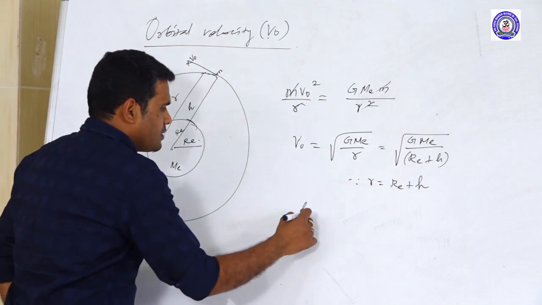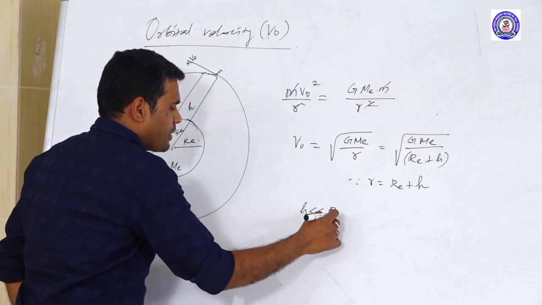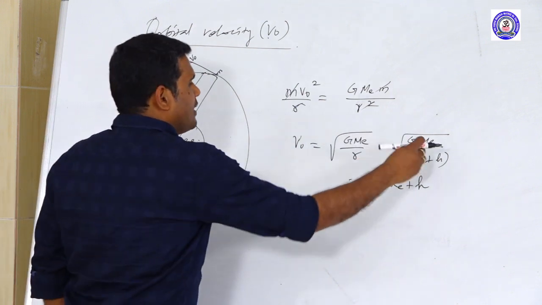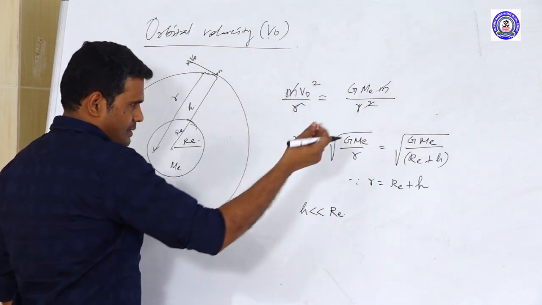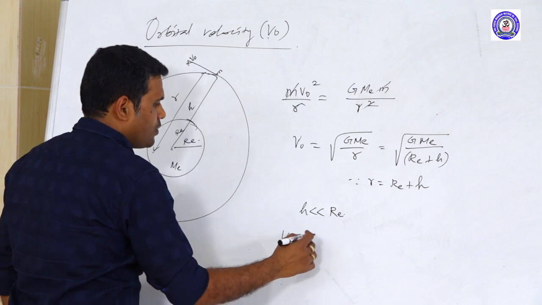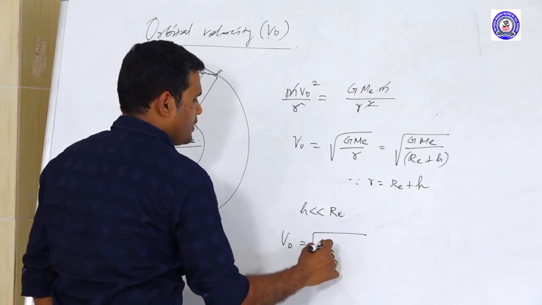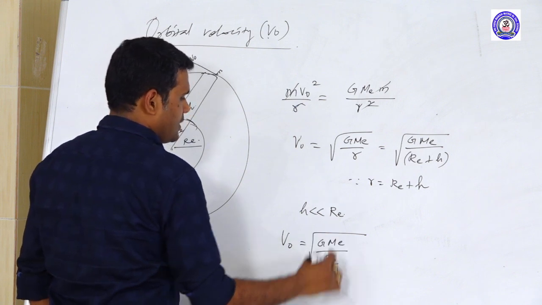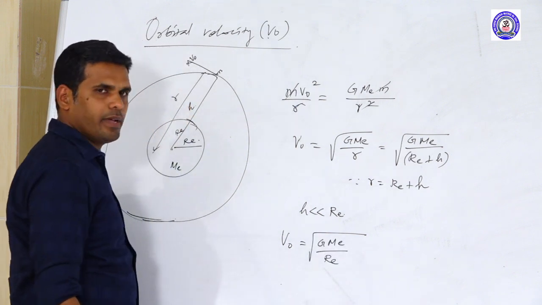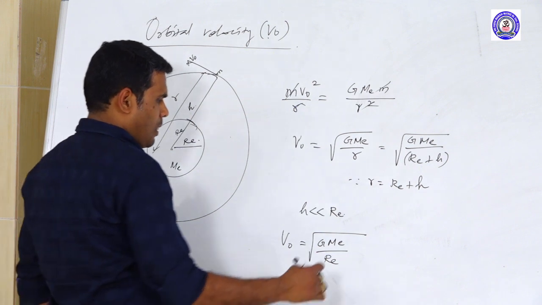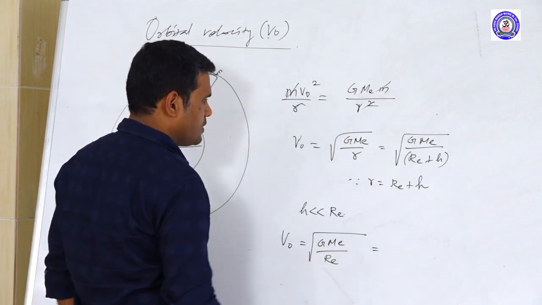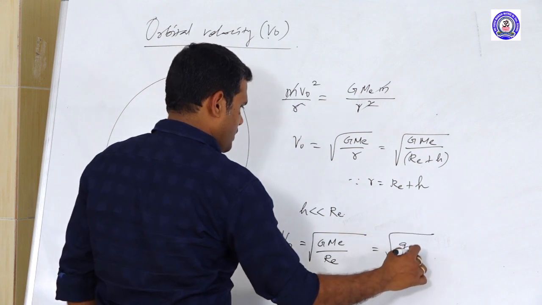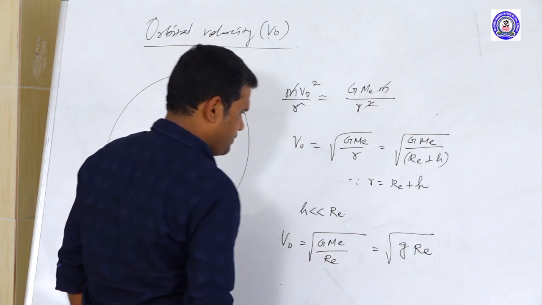If h is very much less than Re, we can neglect h, so that Vo will be equal to square root of G Me divided by Re. This is equivalent to square root of gR.